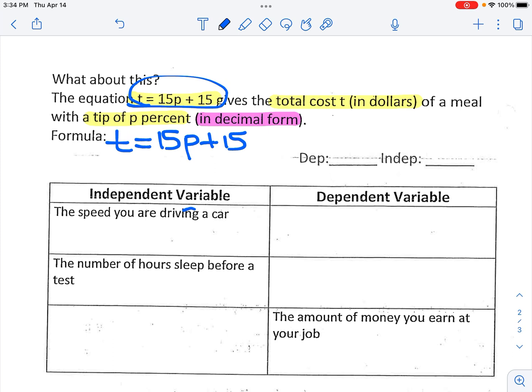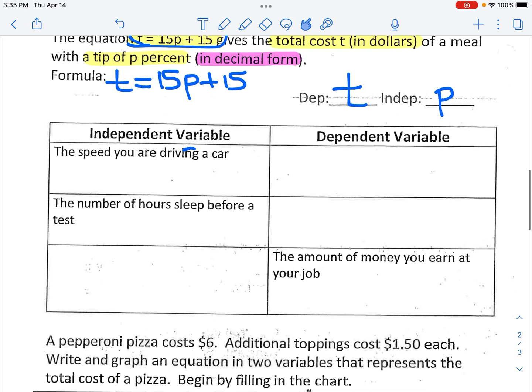So the total amount is dependent upon the percent tip. The total amount of your bill would depend on how much you choose to tip your server. Independent variable, dependent variable.